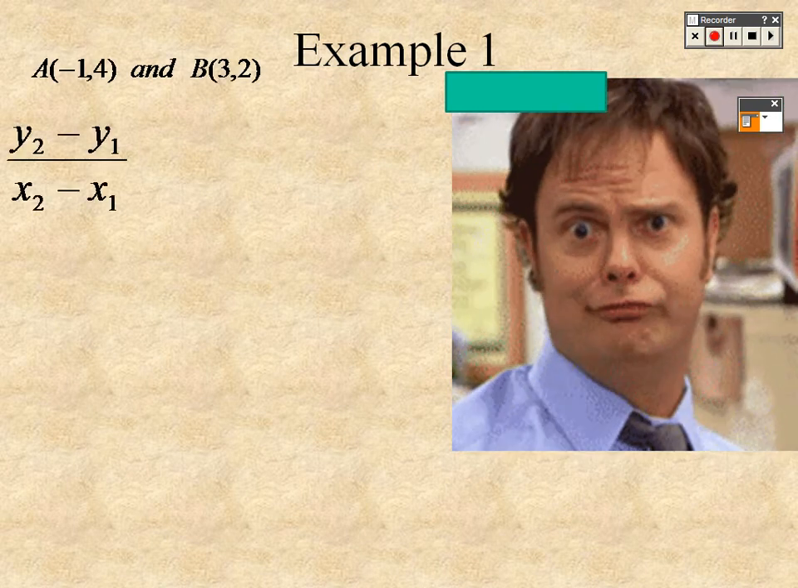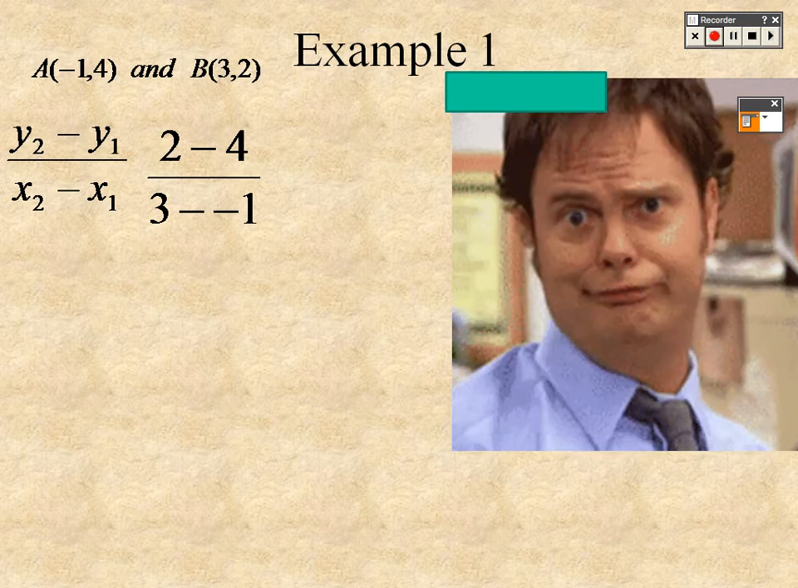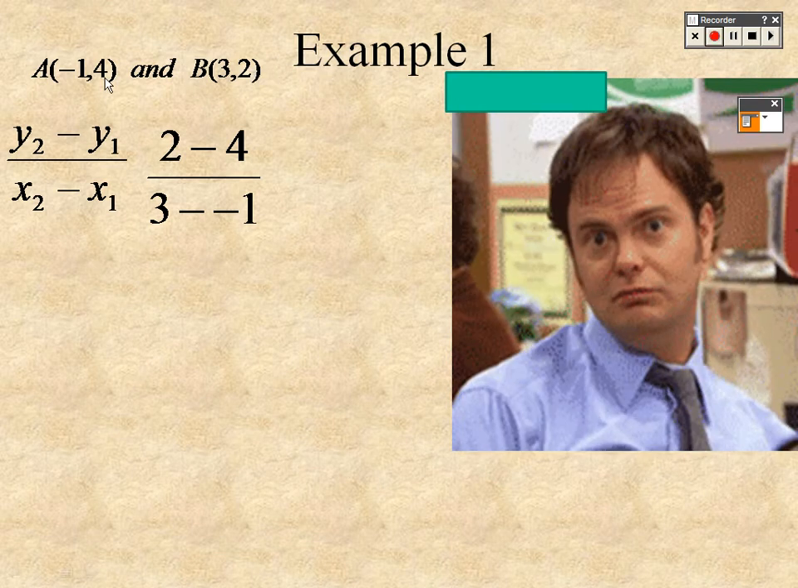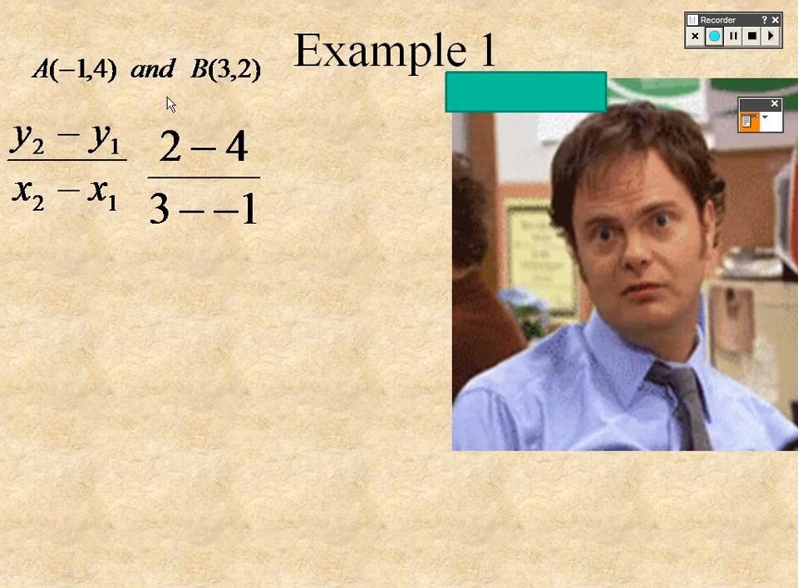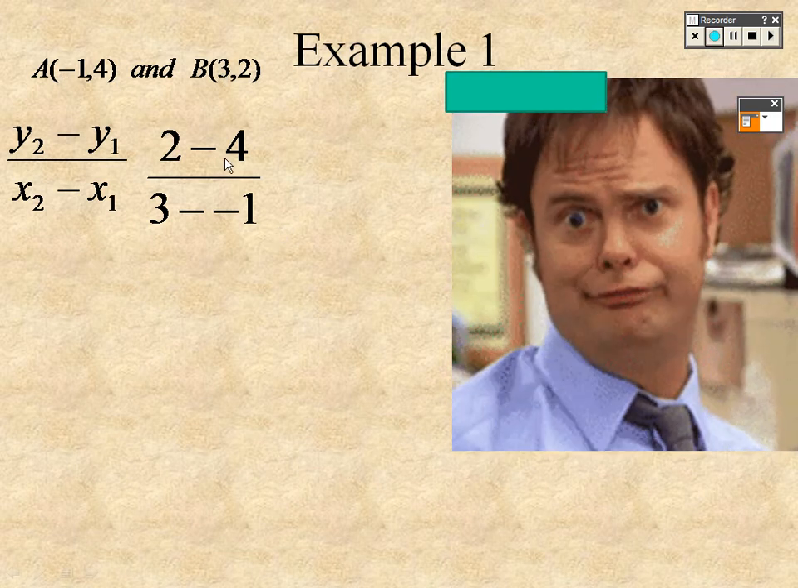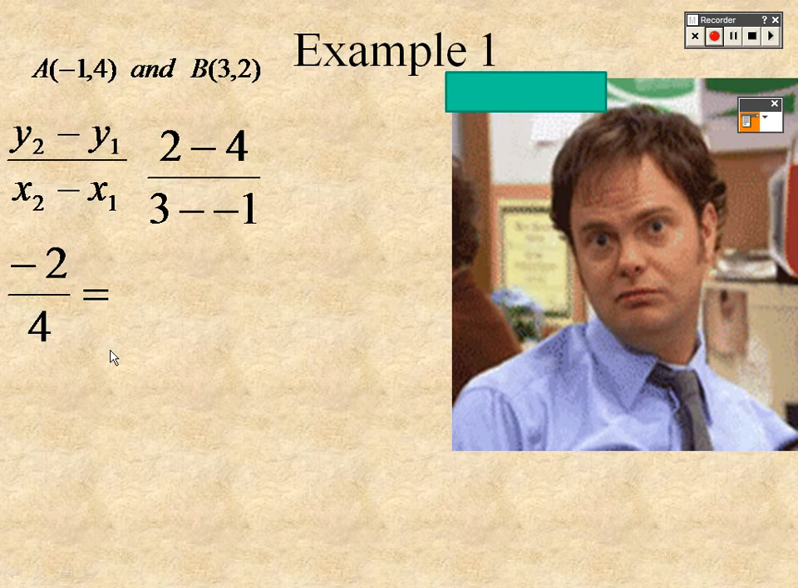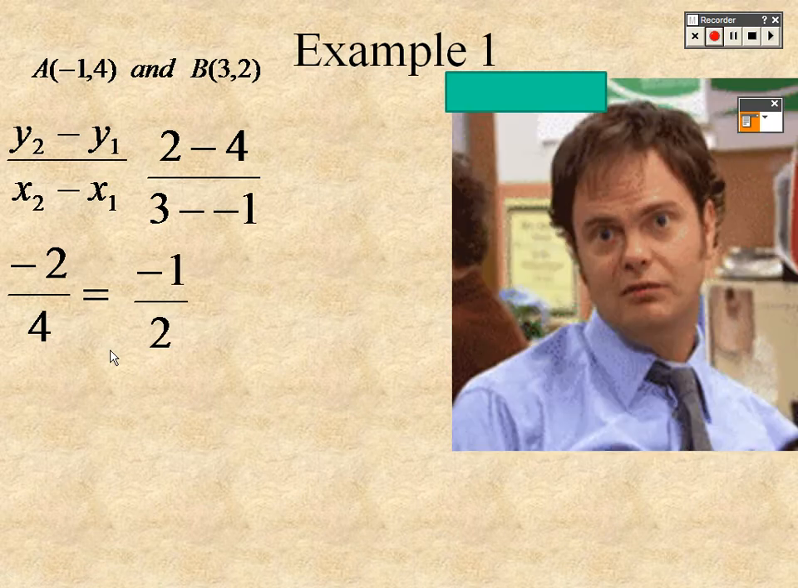So, A and B are your 2 points. So, what are we doing? Here is my second point. So, 2 minus 4 over 3 minus negative 1. 2 minus 4 is negative 2. Plus a positive becomes 4. When you reduce it, you get negative 1/2.